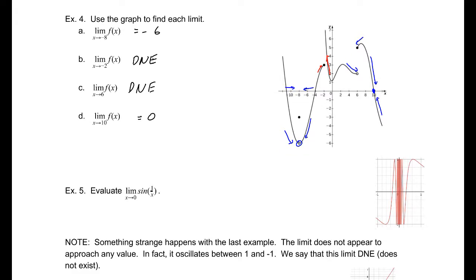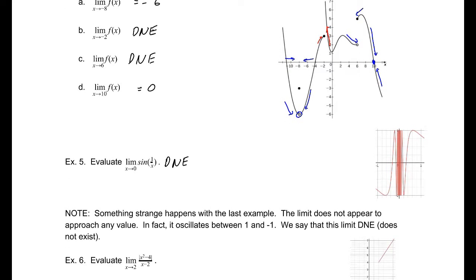Okay, number 5. The limit as x approaches 0 of sine of 1/x. Well, if we look at our graph, what happens with this is our function does this. As we approach from both sides, it oscillates wildly between -1 and 1. It goes back and forth, back and forth. So this one also does not exist. It doesn't actually approach a value at all. It just goes, like I say, back and forth, very fast.